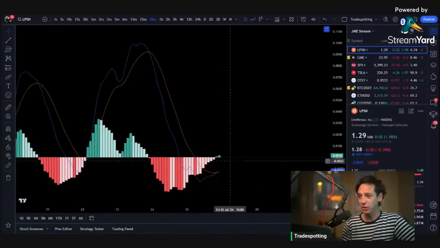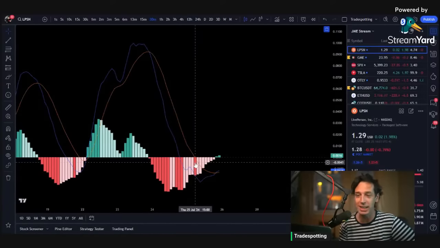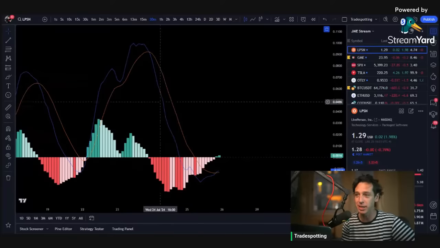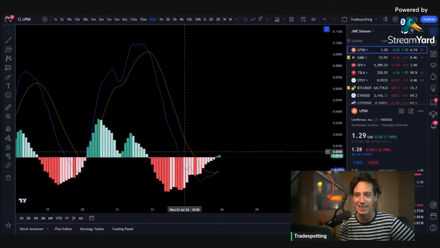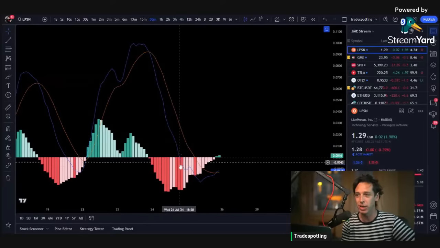Right. So this is the MACD. It's composed of the MACD line, the signal line, and a histogram. The histogram speaks to the distance between the MACD and the signal line. So when it's green, it means the MACD is crossing back above the signal line. When it's red, it's below.